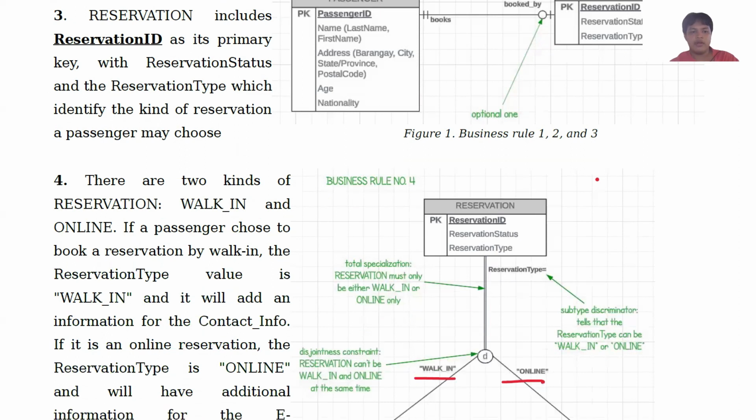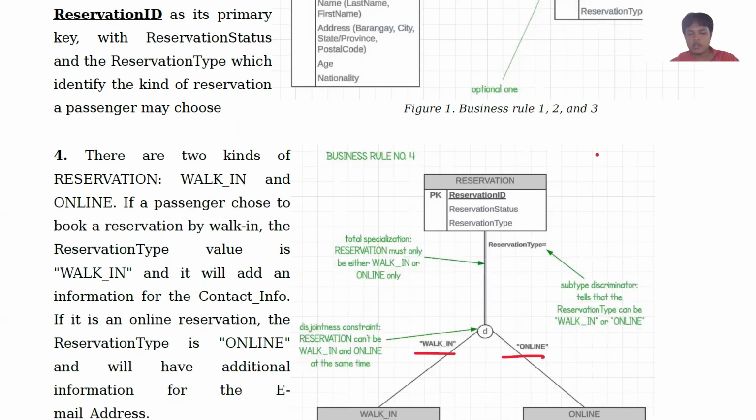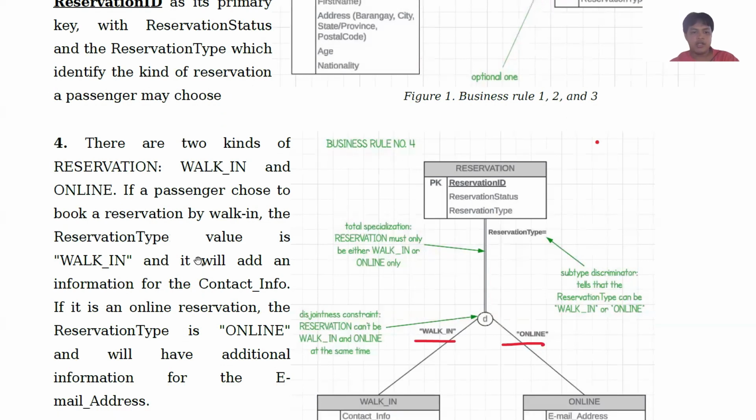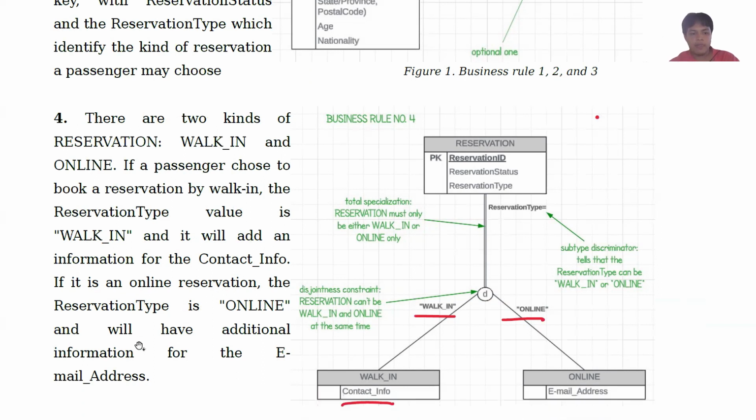Number 4, there are two kinds of reservation, walk-in and online. If a passenger chooses to book a reservation by walk-in, the reservation type value is walk-in, and it will add information for the contact info. If it is an online reservation, the reservation type is online and will have additional information for the email address.